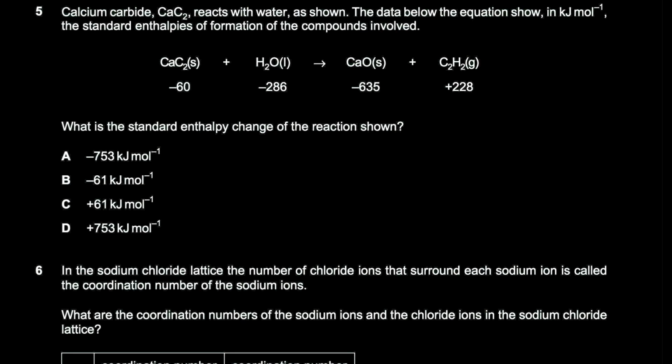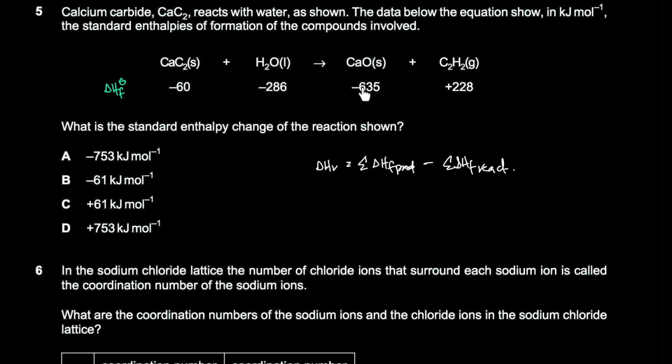Calcium carbide reacts with water as shown. The data below the equation show, in kilojoules per mole, the standard enthalpies of formation of the compounds involved. What is the standard enthalpy change of the reaction shown? Now, if they've given you the enthalpy change of formation data for the reactants and the products of a particular reaction, you can find the enthalpy change of the reaction by finding the enthalpy changes of formation of the products and subtracting the enthalpy changes of formation of the reactants.